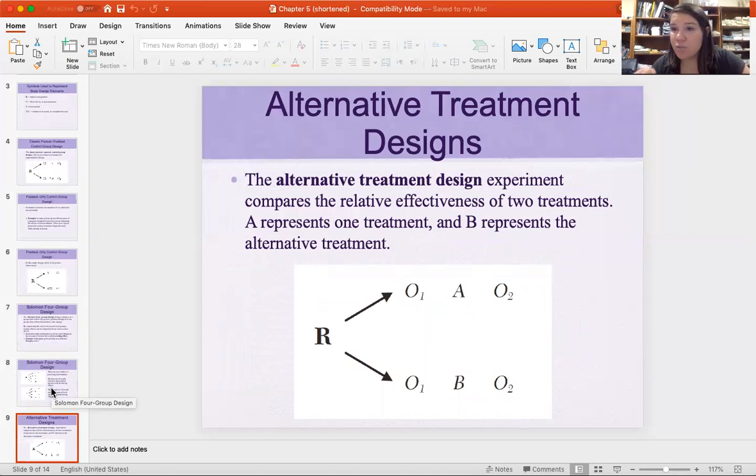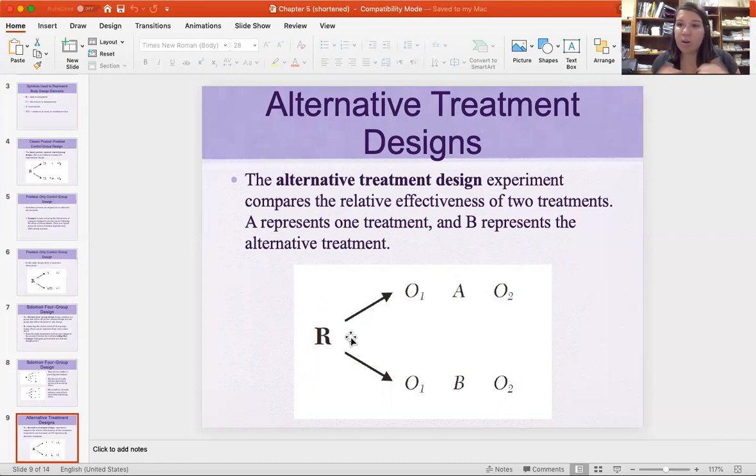So then you have alternative treatment designs. So this is looking at 2 different treatment options and no control group, essentially. So this one, let's say you are working with veterans who have PTSD, right? So they come into your clinic and they're wanting to be treated for PTSD. And so you randomly assign them to either get trauma-focused CBT or EMDR, right? So A, let's say, is trauma-focused CBT, and B is EMDR. So you randomly assign them.